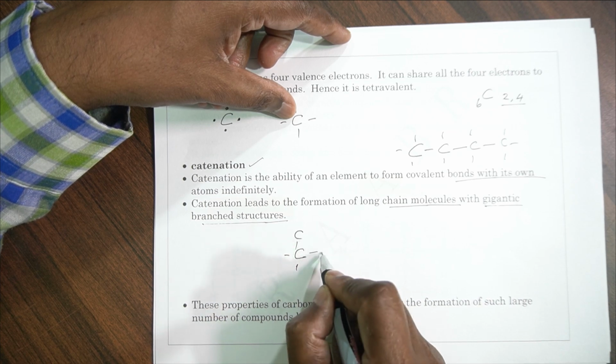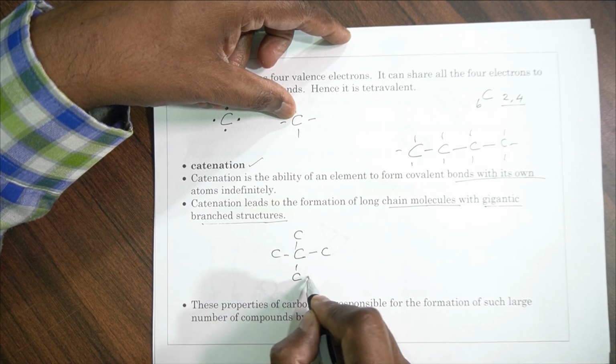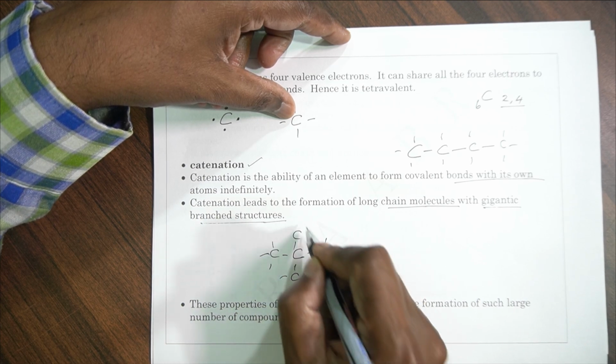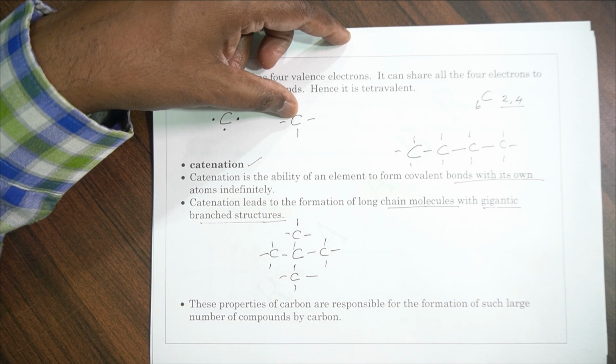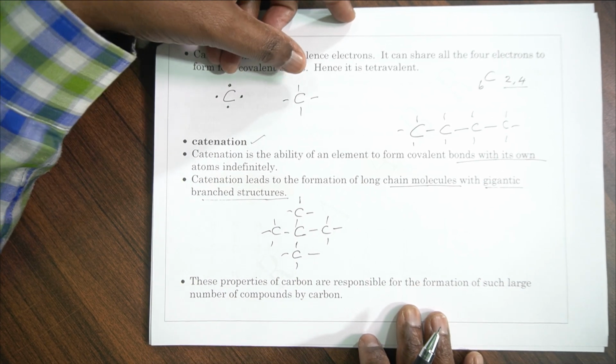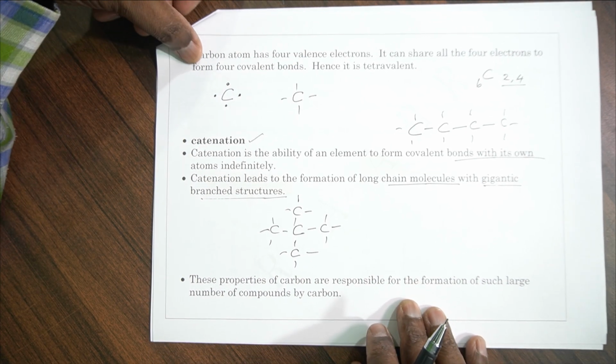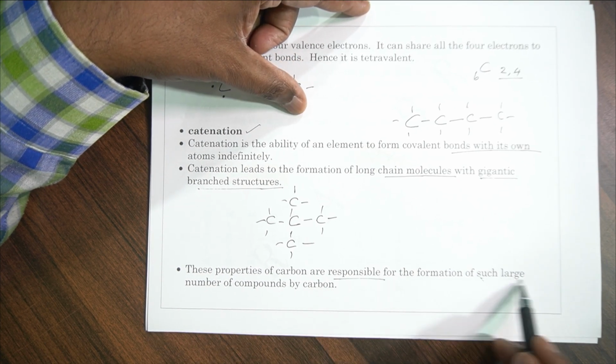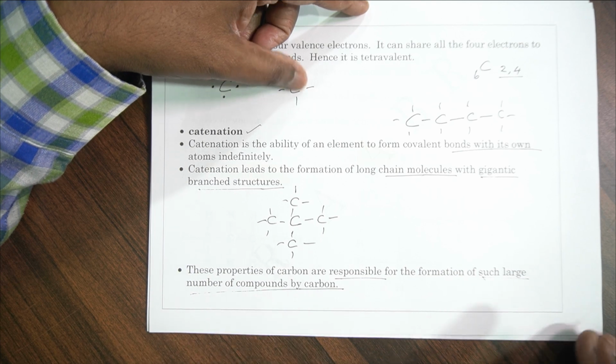The carbon can link on these sides also. So it can be linking on all 4 sides. So a network compound can be formed. So this is another special property of carbon. Now these properties of carbon are responsible for the formation of such a large number of compounds by carbon.